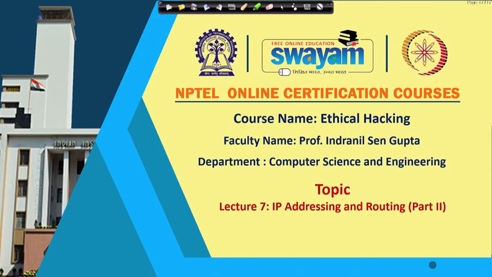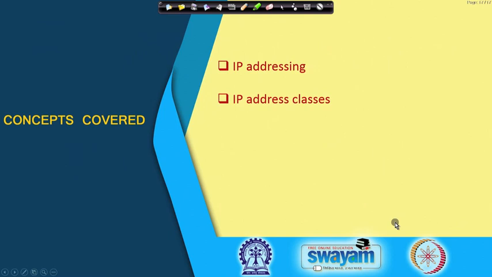So, let us continue with our discussion on IP addressing and routing. If you recall, in our last lecture we had talked about how packet fragmentation and reassembly happens in IP. Now, in this lecture, in part 2 of it, we shall be talking about some aspects of IP addressing and the concept of IP address classes.